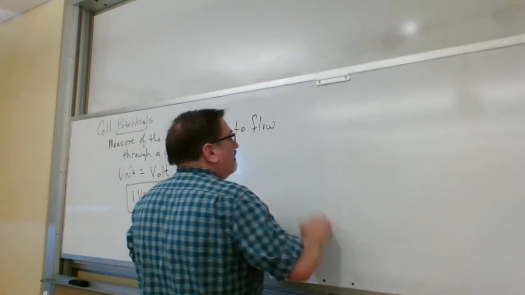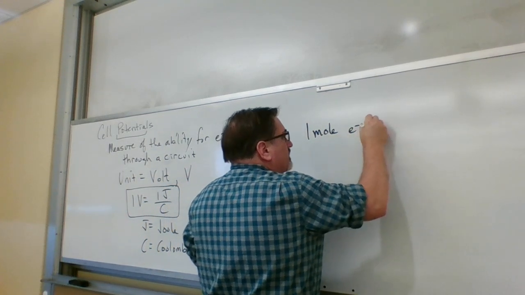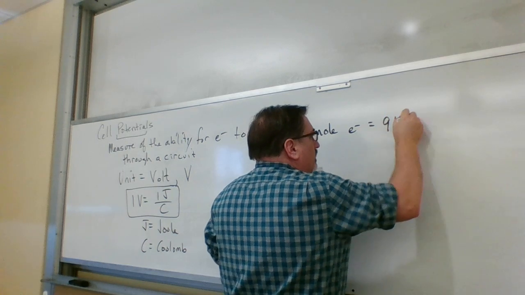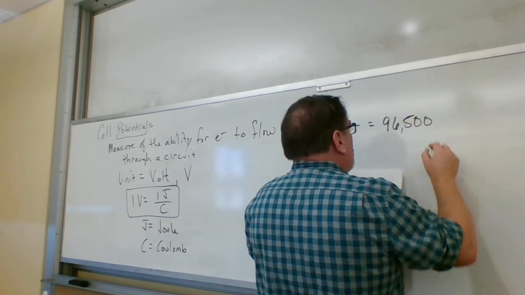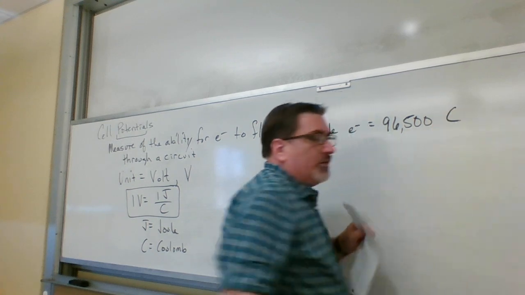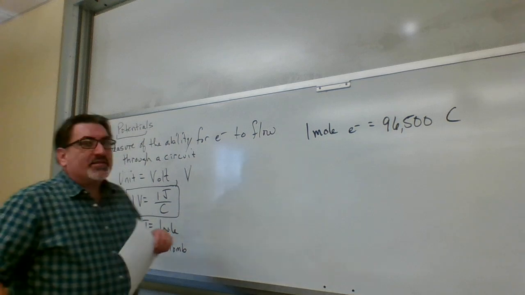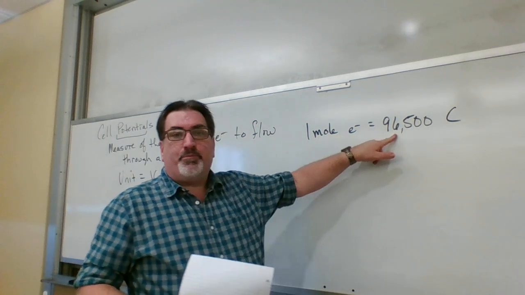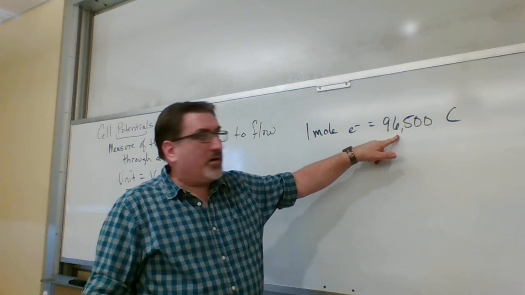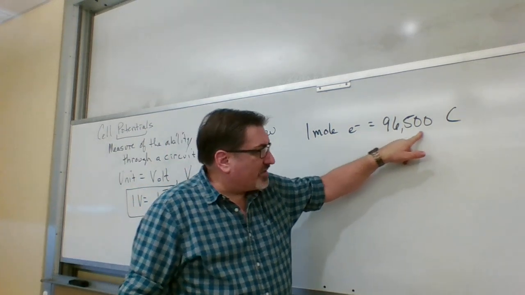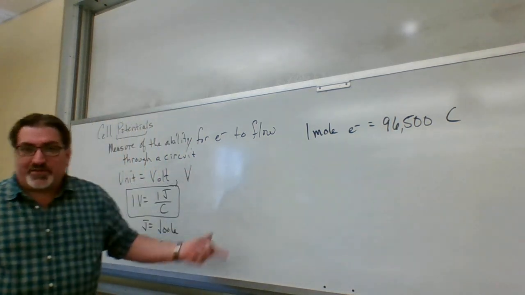So we'll put that up here. 1 mole of electrons is 96,500 coulombs of charge. So the coulomb is related to moles of charge. This number right here is going to change by every textbook and author and instructor that you come across, based on how many sig figs they want you to carry. For us, 96,500 is fine.